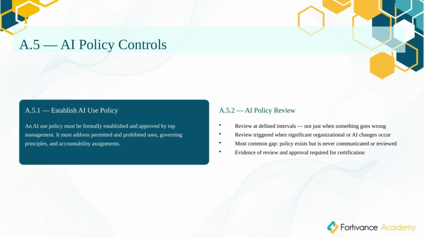A.5.2 requires AI policy review. The policy must be reviewed at defined intervals and when significant changes occur. The implementation evidence is the review record. When was it reviewed? Who reviewed it? What changes were considered? What decisions were made? And what version resulted from the review? Policy review is one of the first things an auditor checks because a policy that has never been reviewed is a policy that is not actively managed.